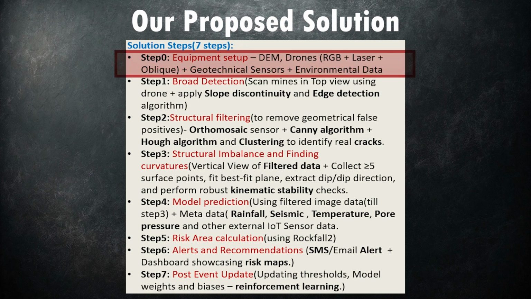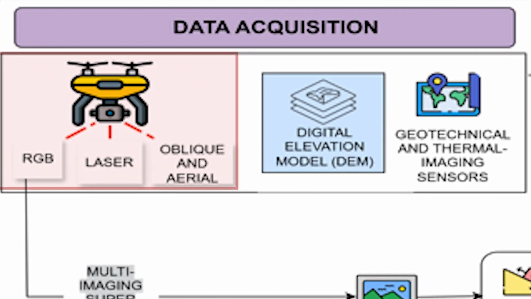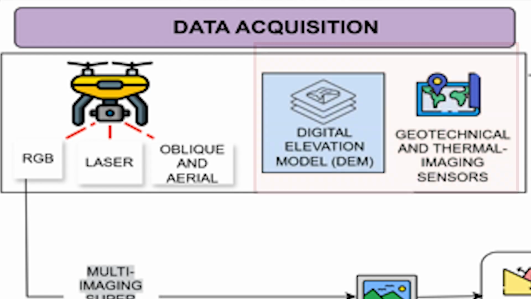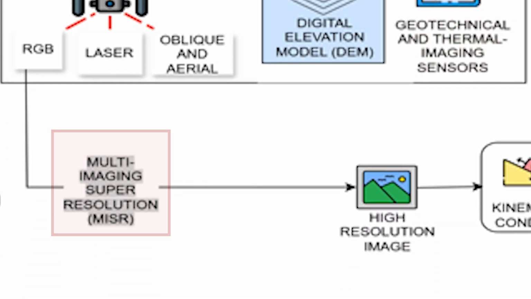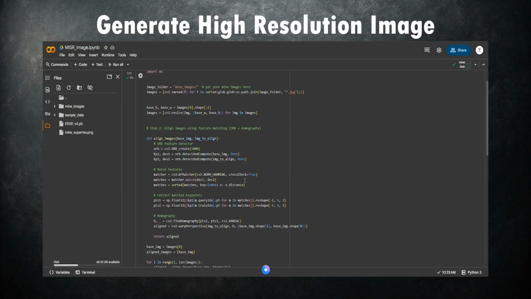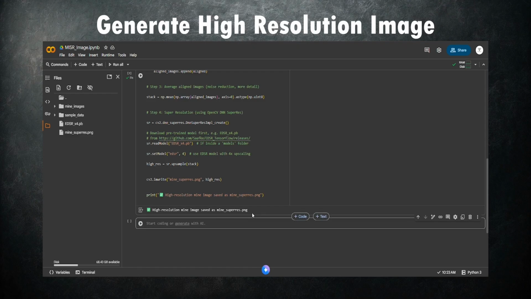We will use a high quality drone with RGB cameras and laser sensors to capture images and measure heights at different points in the mine. We will also collect data from geotechnical sensors, rock movement, strain pressure, and record environmental factors like rainfall, temperature, and vibrations. For multi-image super resolution, we have thousands of images of the mine. Here we will apply MISR, multi-image super resolution, in order to generate a high resolution image of the mine, which we will use in our further steps.